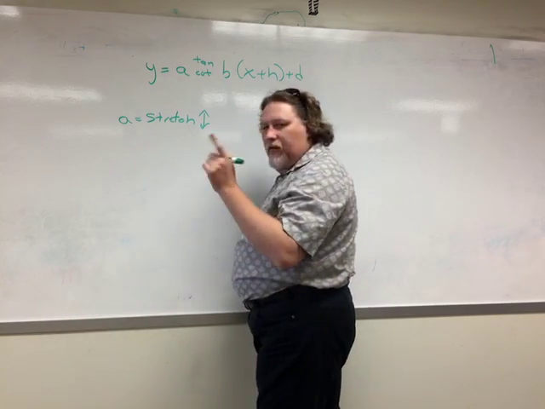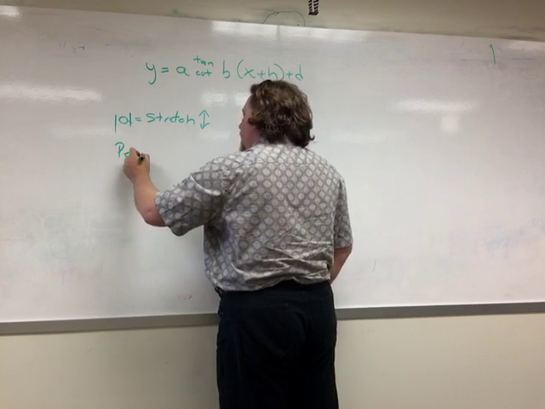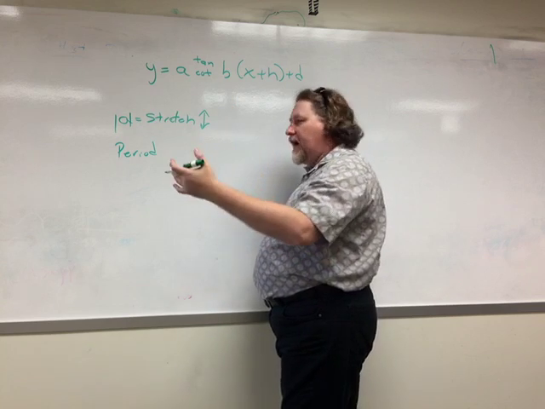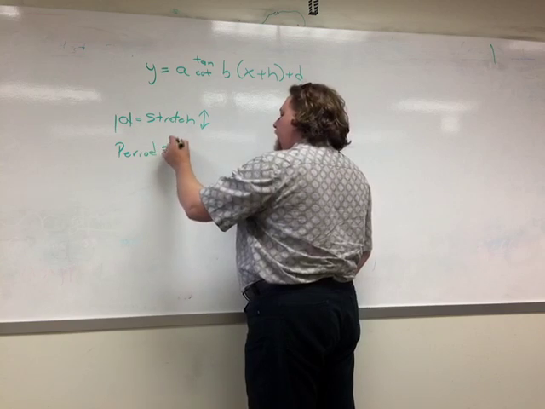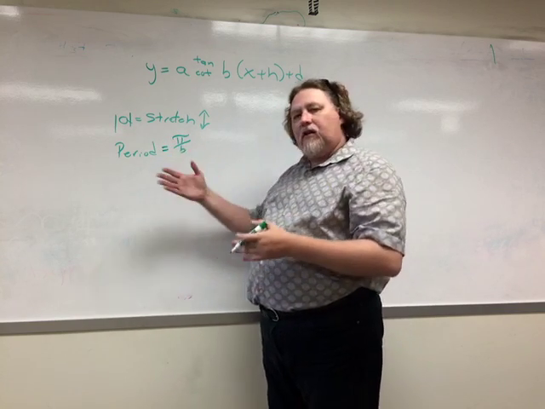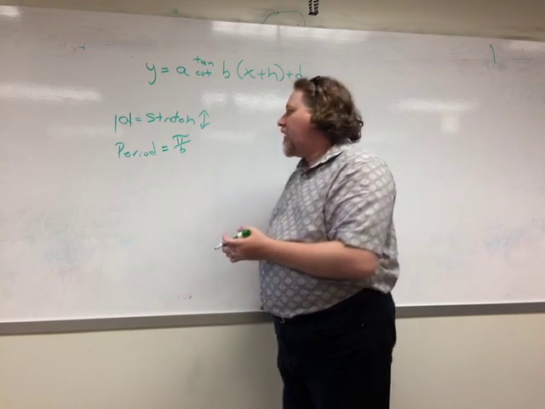If A is a negative number, our graph is flipped upside down. Our period is going to be very different, however. Our period, both for tangent and cotangent, instead of being 2 pi, our base period is only 1 pi, so the formula becomes pi divided by b. So tangent and cotangent, their period is half as long in order to complete a cycle.